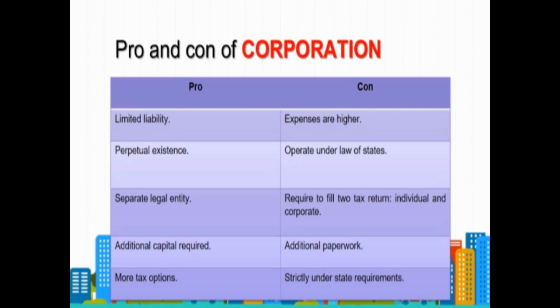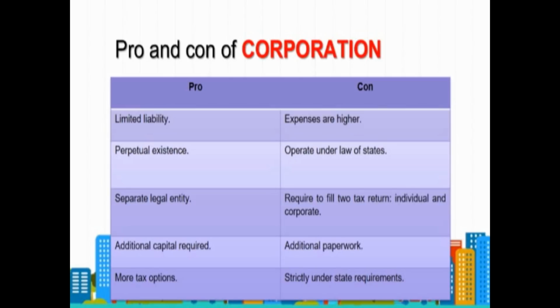Okay, then the disadvantages, expenses are higher of course. Bila corporation company besar, kita kata dia punya expenses lagi tinggi. Second, they need to operate under law of state. So bila dia operate under law of state ni, banyaklah dia punya rules and regulation. Then we are required to fill 2 tax return. So this is the problem lah, 2 kali tax. And then we need to have additional paperwork.